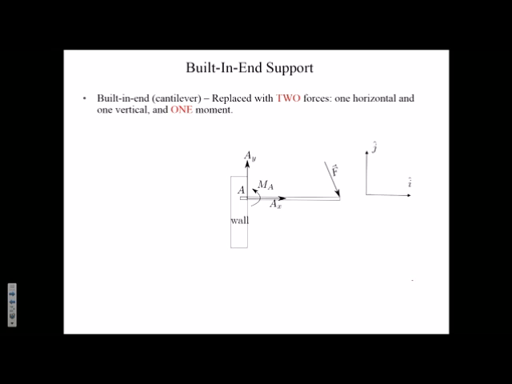So pin joint, 2 reaction forces, a roller, 1, and with a cantilever now you have 3 unknowns. So if you try to apply a force in this direction, there is a counteracting moment. Okay, so that's good.